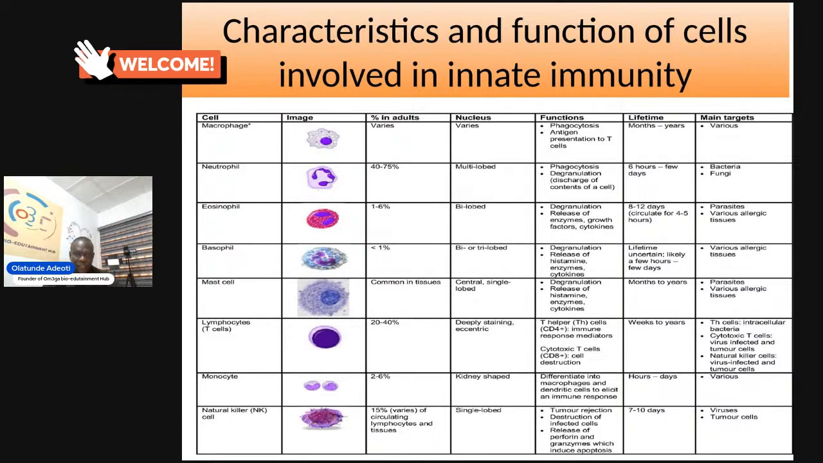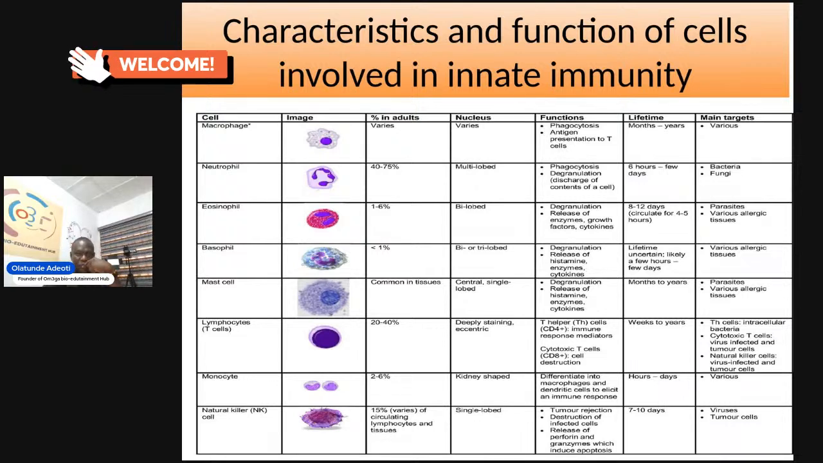Then eosinophils. So this is the structure, and it accounts for between 1 to 6%, and it is bilobed. You can see that it has just two lobes. So it functions in degranulation, and it also releases some enzymes and growth factors like cytokines. And the lifespan is between 8 and 12 days, and they will just function. It can serve in parasitic infection as well as some other allergic conditions.